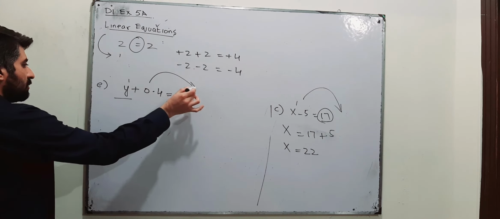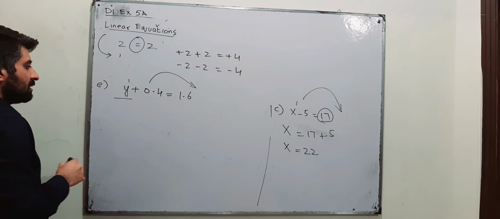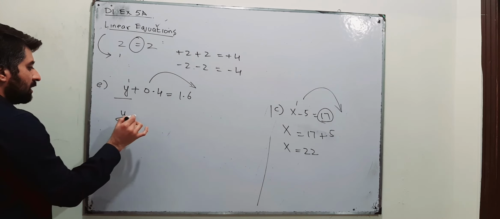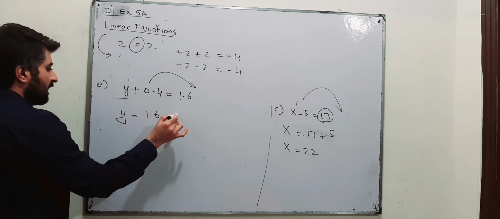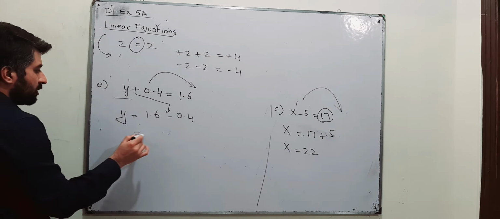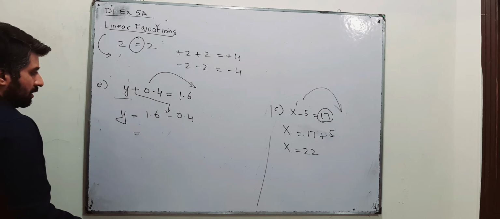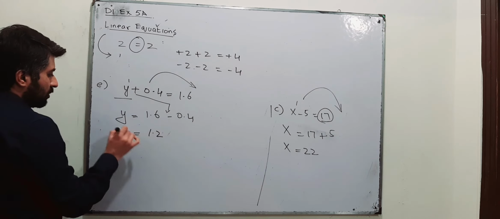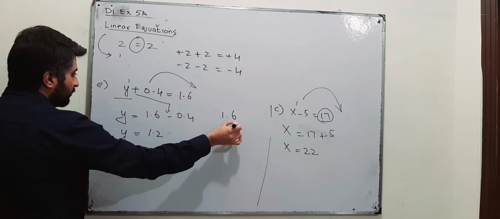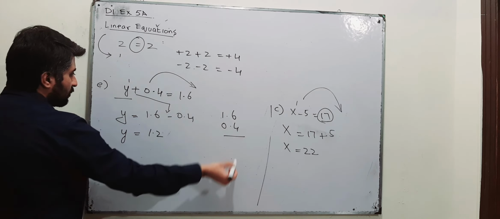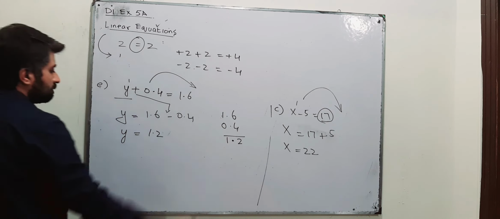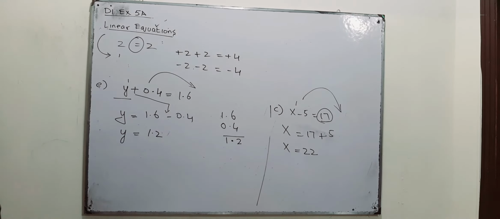You need to move 0.4 on the other side of the equation. This is plus 0.4. Move it on the other side of the equation, and when you do this, you have to change the sign. It will turn negative. So, it will be 1.6 minus 0.4. It is 1.2. So, how to find that? 1.6 minus 0.4. 6 minus 4 is 2. Decimal, 1 minus 0 is 1. This is the way how to do it.